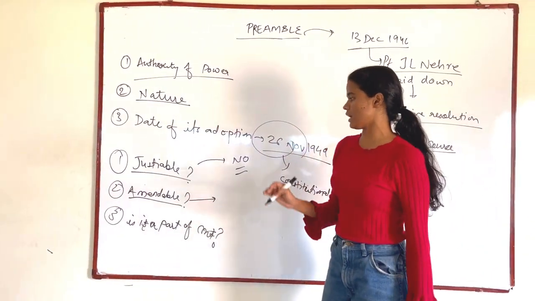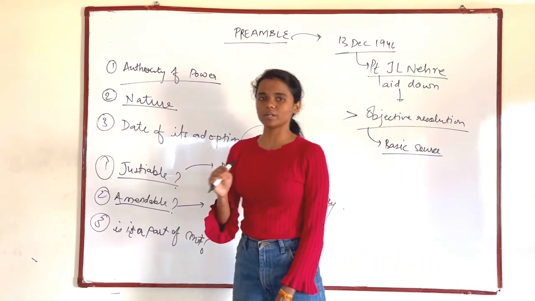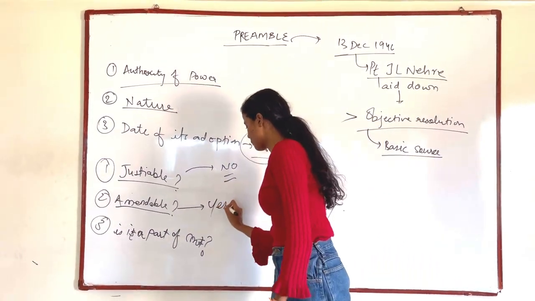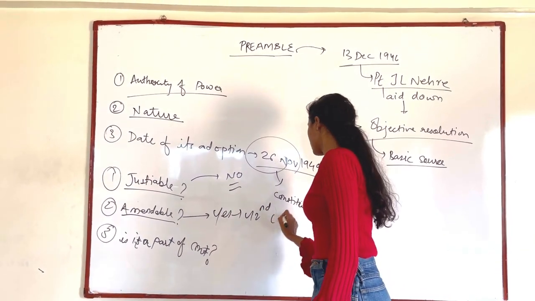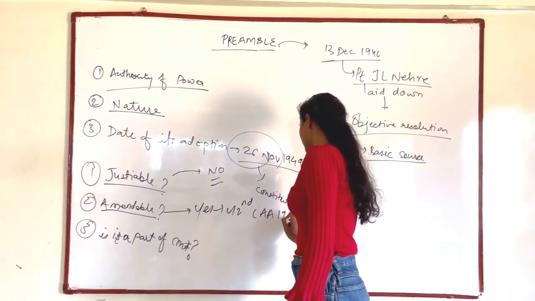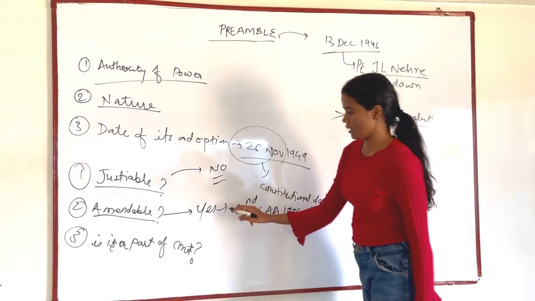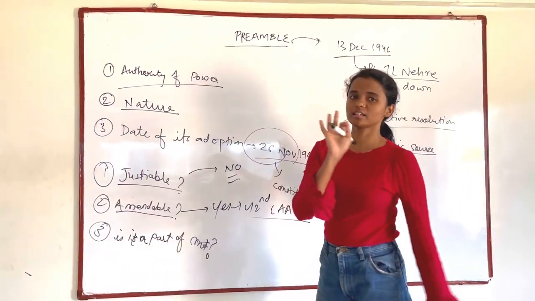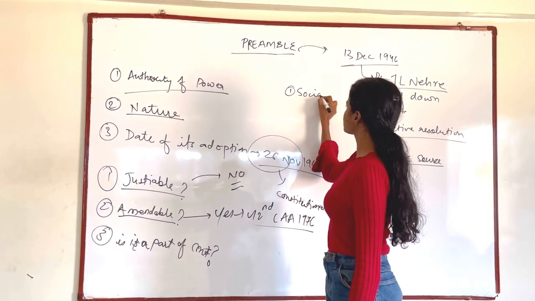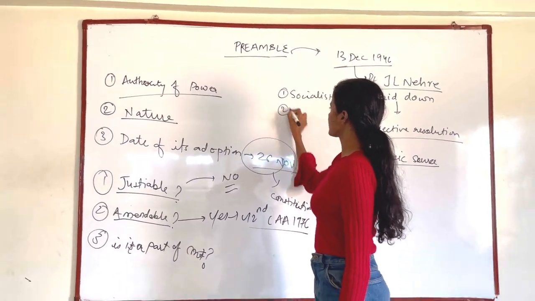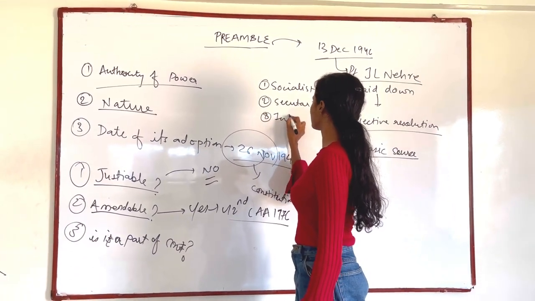Second, is it amendable? First, what is an amendment? It is simply a change. So is the preamble amendable? Yes, because it has been amended once, in the 42nd Constitutional Amendment Act, 1976. In this amendment three words were added: the first is socialist, second is secular, and third is integrity.